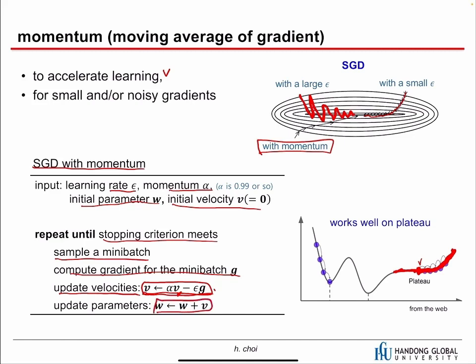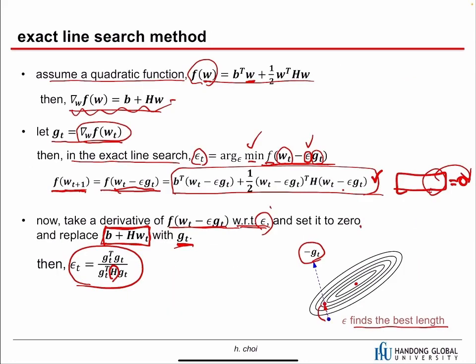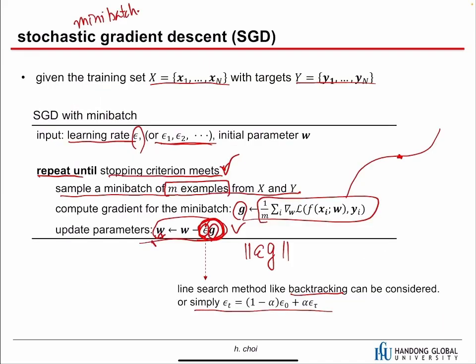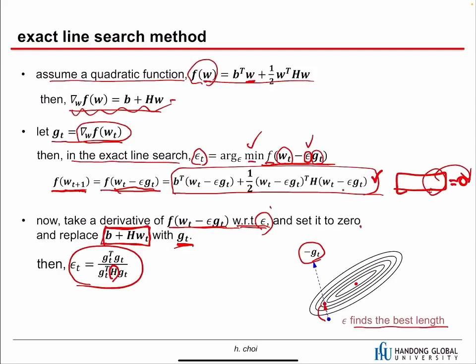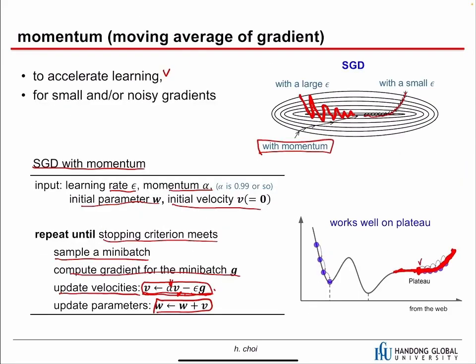In this algorithm, if alpha is 0, then v is actually minus epsilon times the gradient. Then that is exactly the same as this algorithm: W is W minus epsilon times the gradient. That is the simple SGD algorithm. When alpha is 0, it's exactly the same as simple SGD. So alpha defines the momentum.